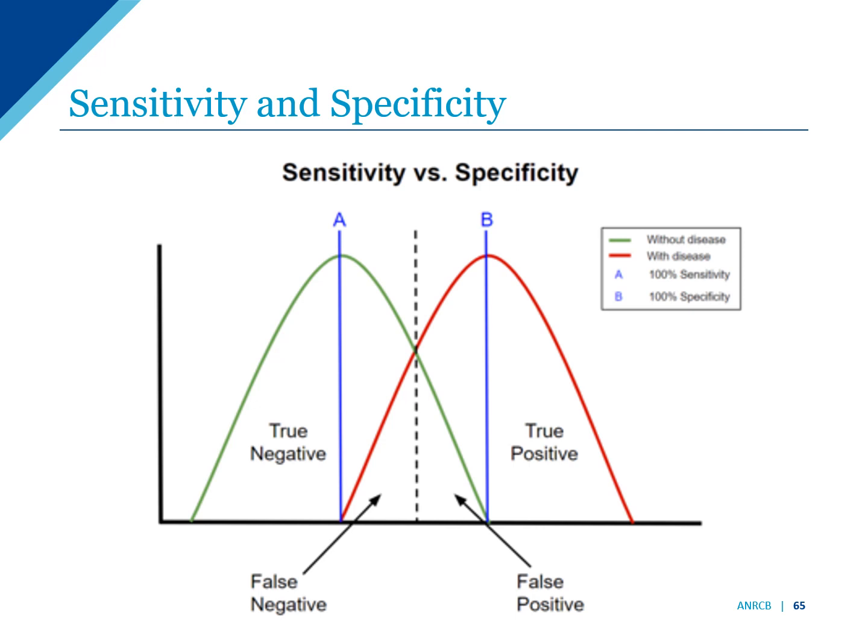Here is another one of our graphs where, just like our graph of error, the true negatives are the distribution on the left in green, and the true positives are the distribution on the right in red. A indicates a test with 100% sensitivity, and B indicates a test with 100% specificity. And you can see where these tests create type 1 and type 2 error in the areas under the curve, creating false negatives and false positives.